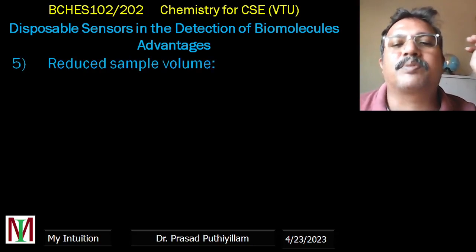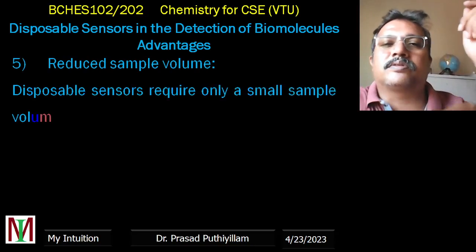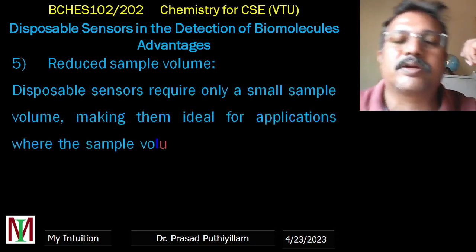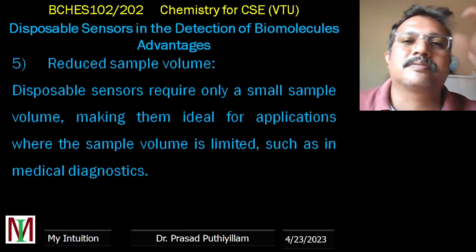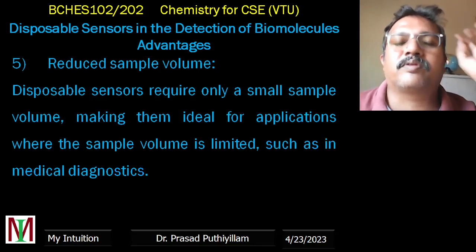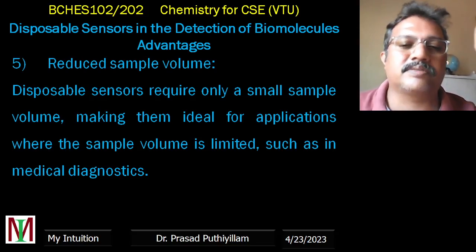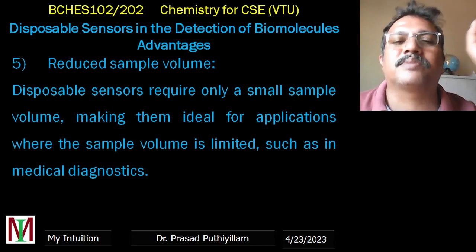The reduced sample volume: we need a very small amount of sample. No need to take out one full vial of blood. Very small amounts of sample are required for sensing. Wherever we want to sense, it is very easy. Volume required is very little.